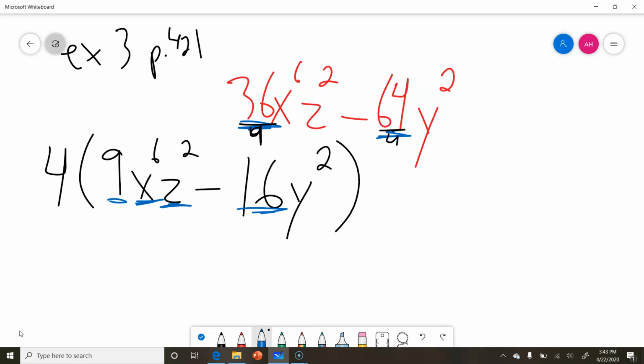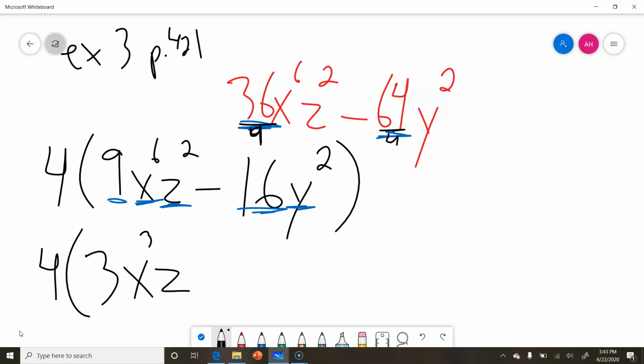Z squared is going to be z and z, right? I'm just splitting them in half. With the exponents, I'm splitting them in half. And y squared is just going to be y and y. So I come down here, the 4 stays, and I write 3x to the 3rd z. You see I reduced all of them? I took the square root of all of them.